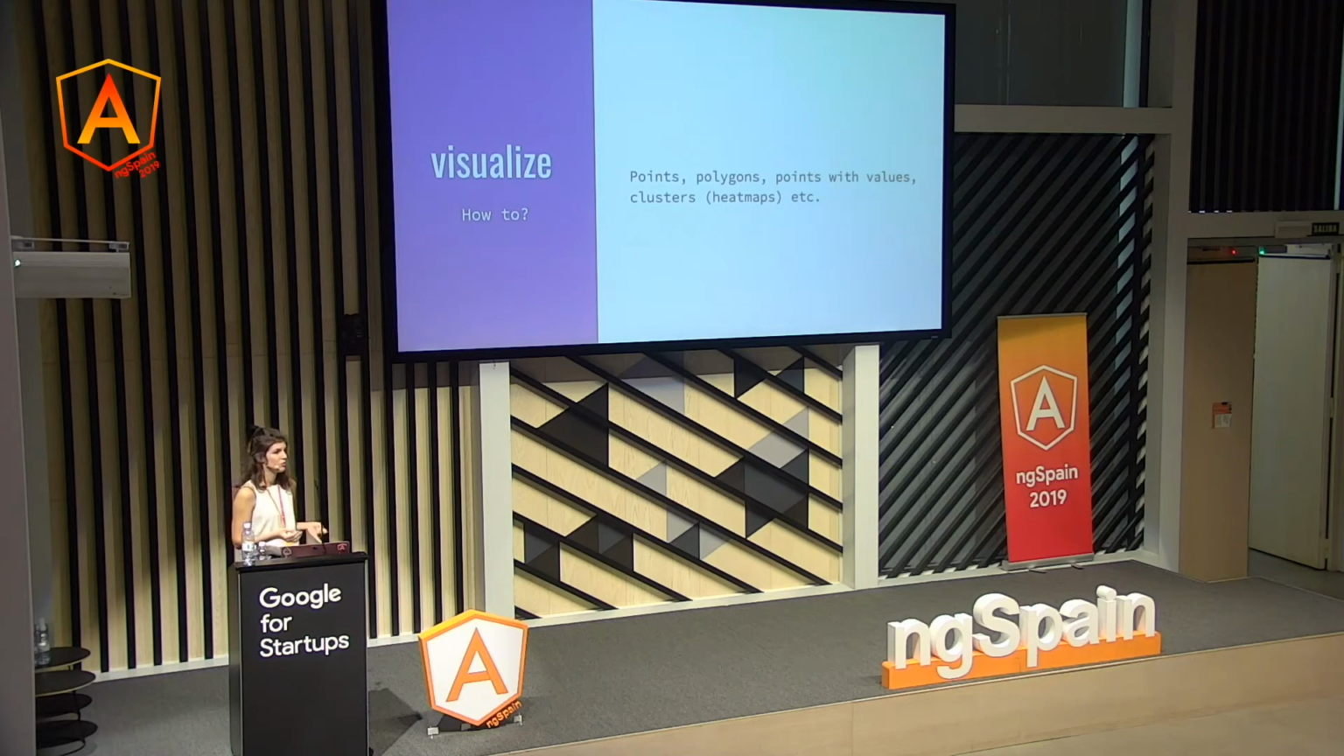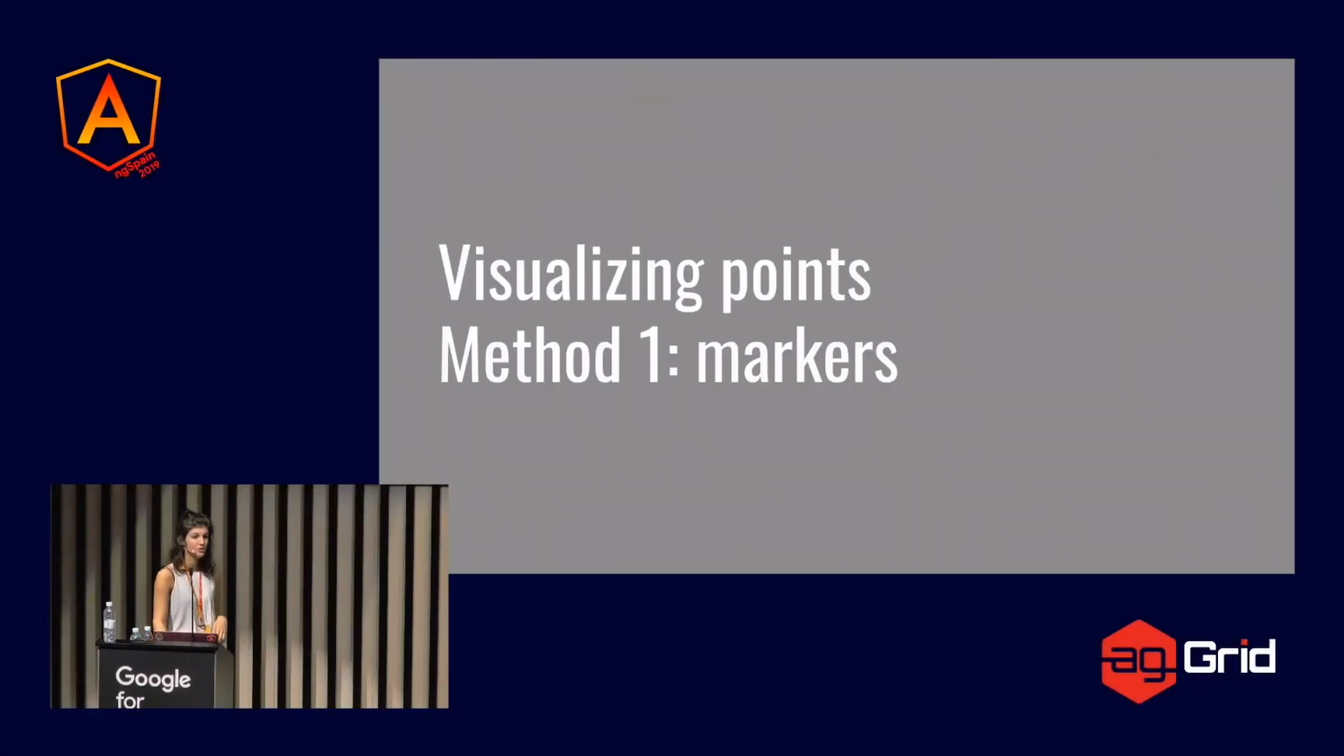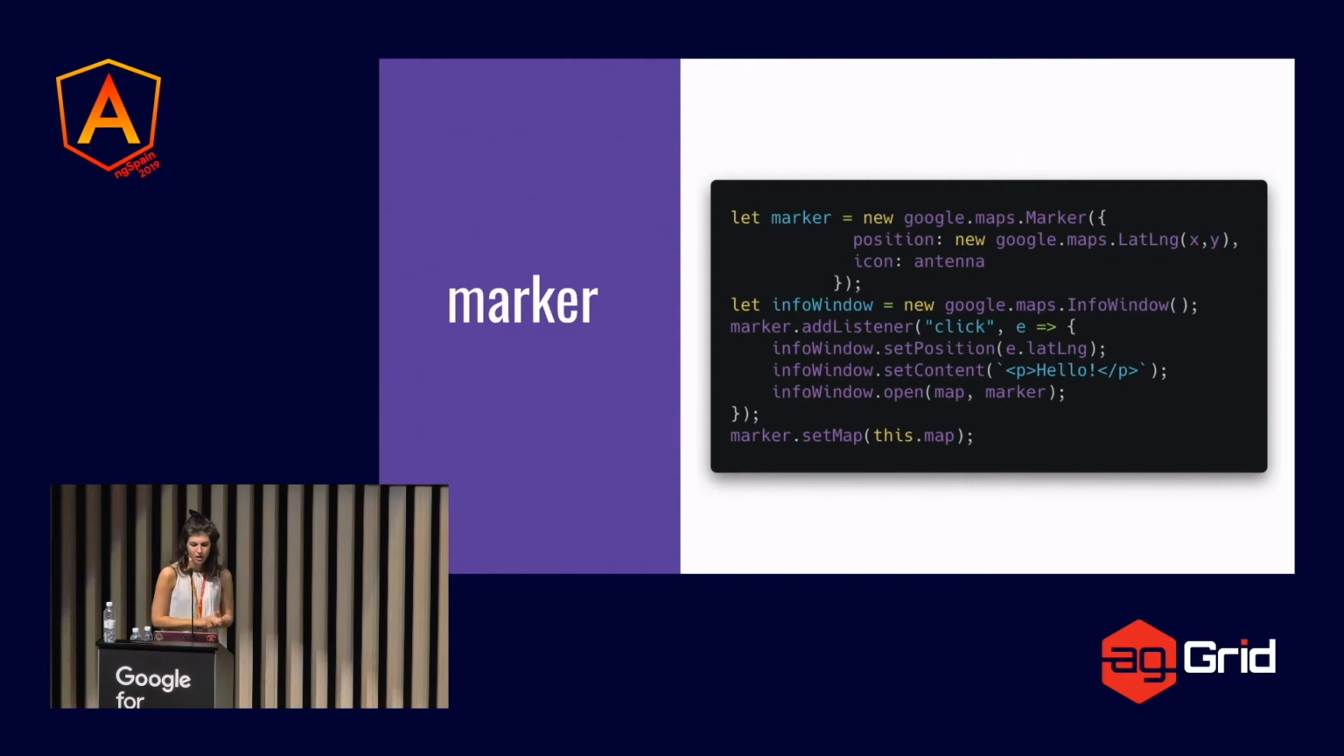So how do you visualize data? We said points is the most obvious thing that you visualize data with. Also polygons. I mean, countries are polygons, right? Points with values, or clusters also. So let's see how you visualize points with Google Maps. We'll be working with two data sets, a CSV and a JSON, and both contain a lot of points. So method one of visualizing points is markers. The simplest way to add a marker on Google Maps is first you define it, because it's a new Google Maps marker. You add a position to it, latitude, longitude, and an icon that you define, and we're going to see this afterwards.